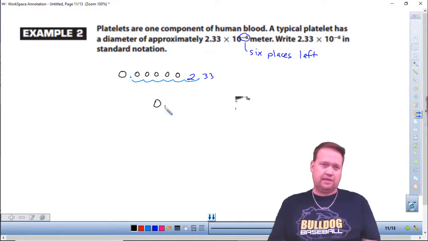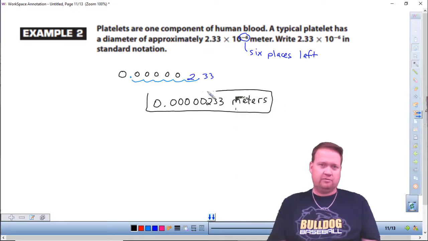We will recopy it as 0.00000, and then we'll include our non-zero digits, 233. It was a word problem about the diameter of a blood cell, a typical platelet, and it was given in meters. So that right there is our final answer in standard form.